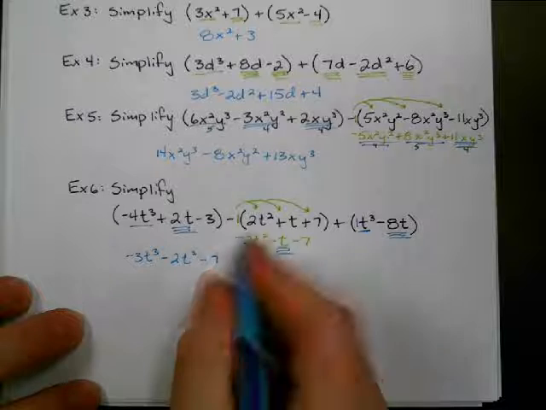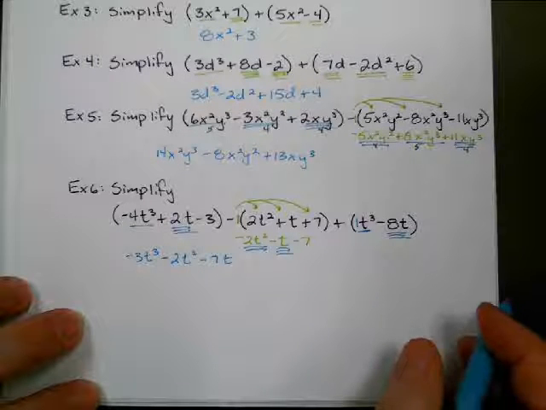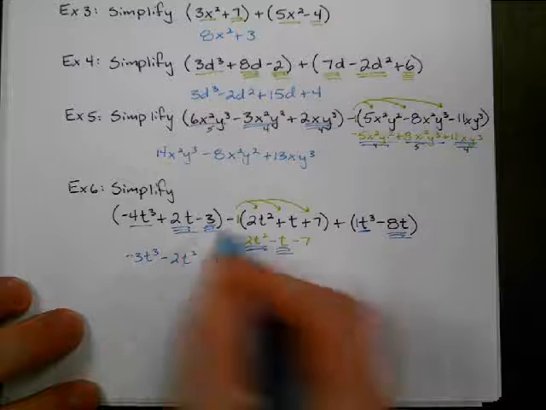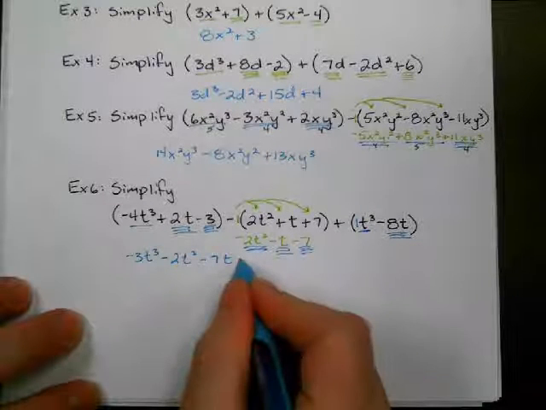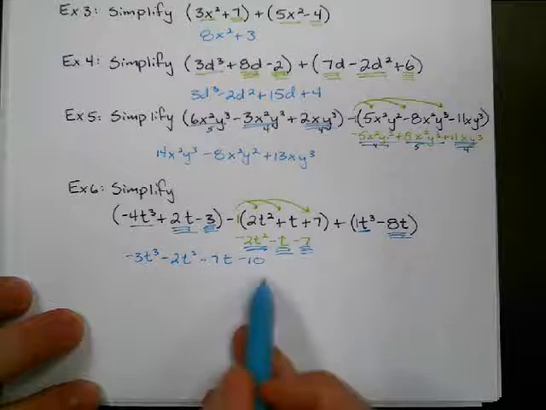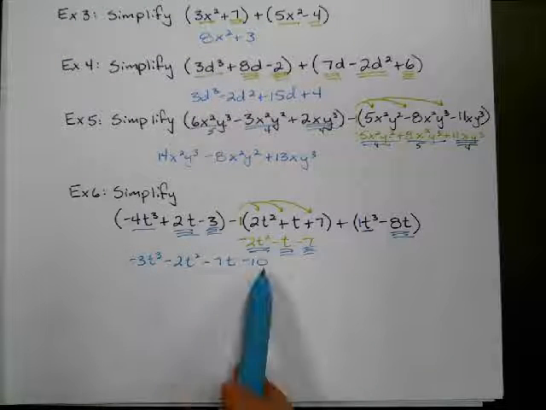Lastly, I have my two constants. Negative 3 and negative 7 makes negative 10. So there I've got my 4 terms. They are in descending order because they're going from biggest exponent down to smallest exponent. And that is that.